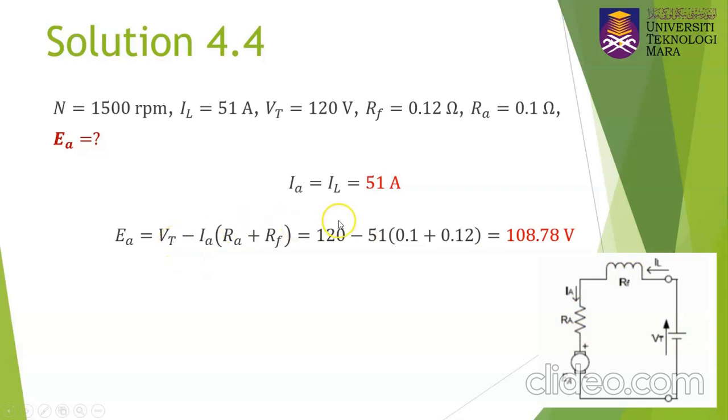Okay, and then we just substitute all the values accordingly: 120 minus 51 multiplied with 0.1 plus 0.12. And then the final answer will be the counter EMF is equal to 1008.78 volt. Okay, alright, so this is the example for the DC series motor.